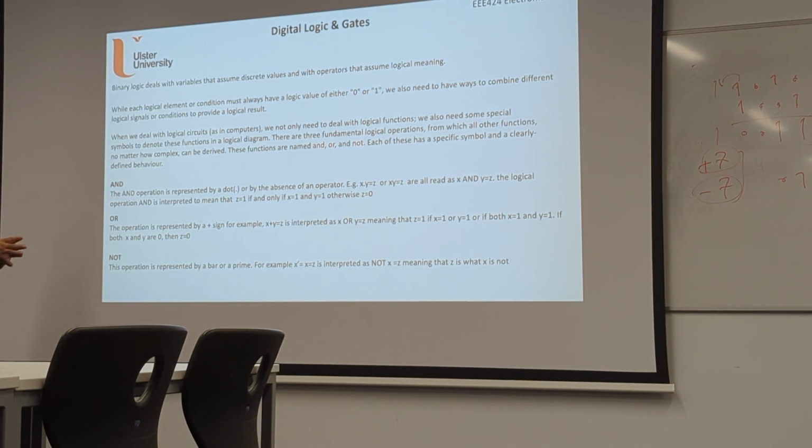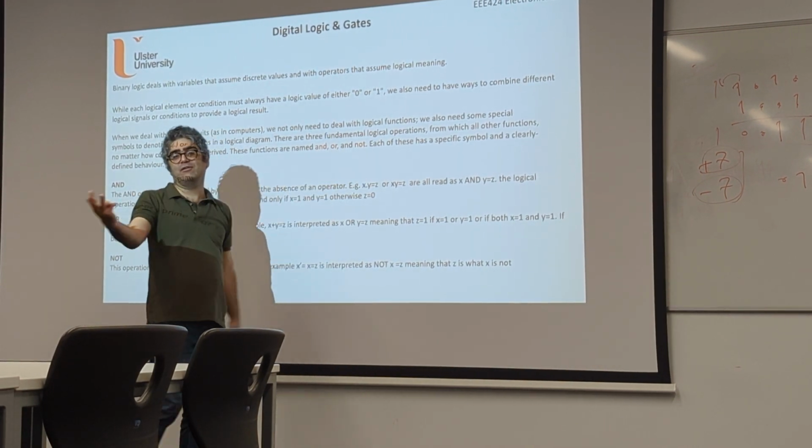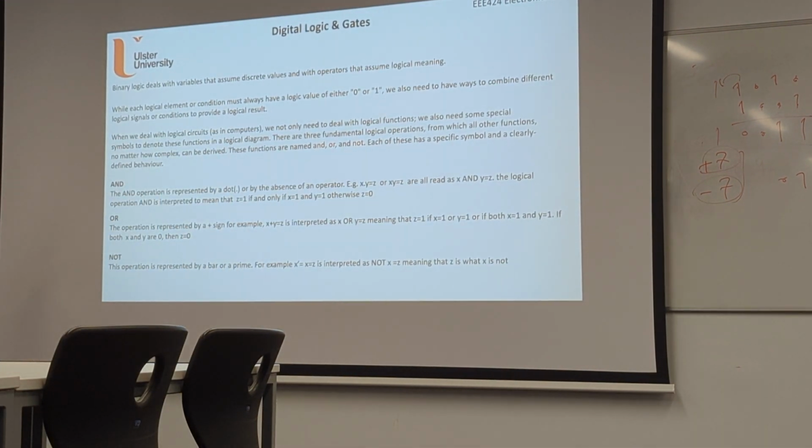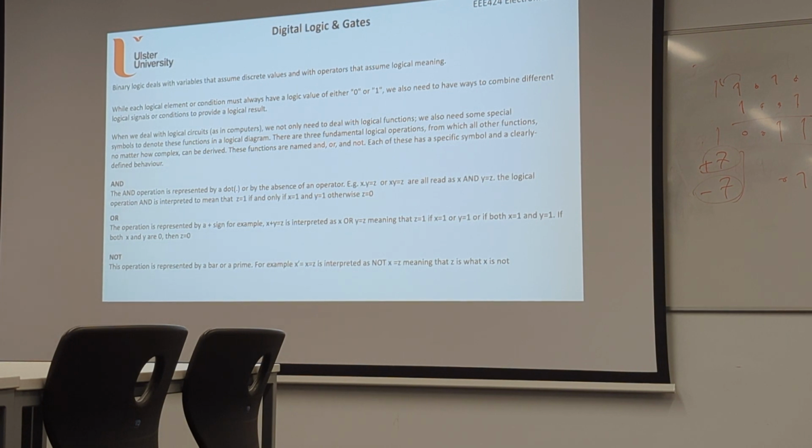Okay? These functions are named AND, OR, NOT. Only we have these three. Everything is based on them. Yes, there are many advanced, complex things, but the base is only these three functions: AND, OR, NOT. And each of them has a different specific symbol and clearly defined behavior.